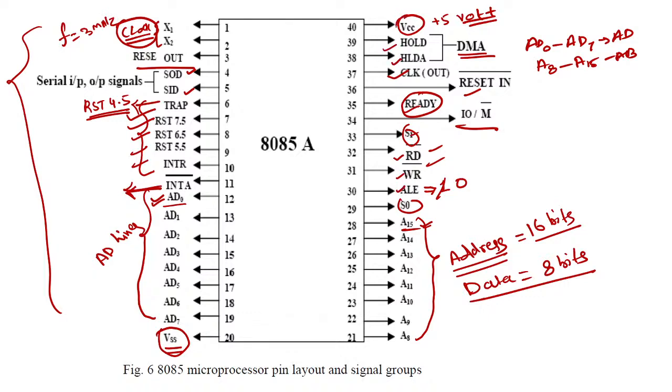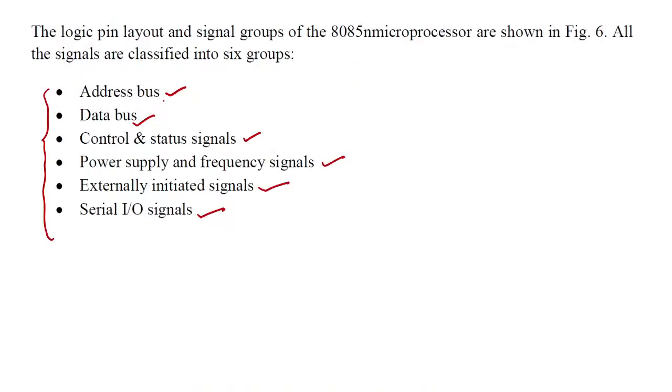Then we have power supply, that is VCC and VSS. VSS is ground supply, or you can say neutral, and VCC is 5 volt supply, right? Then we have clock, that is X1, X2 is the clock input, and this is clock output. Then we have serial input output signals, that is SOD and SID, right? So in total we can categorize the control signals like this.